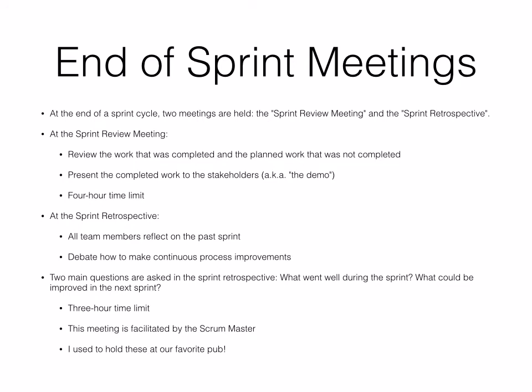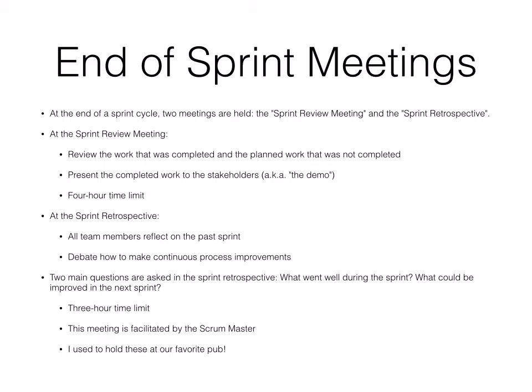So that's what happens. We've talked about what happens at the beginning of a sprint, during a sprint. Now we're going to talk about what happens at the end of a sprint. So at the end of a sprint cycle, this is where you have a review meeting and a retrospective. During the review, you talk about the work that was completed and the planned work that was not completed. What did you get done? What did you want to get done that you didn't get done?